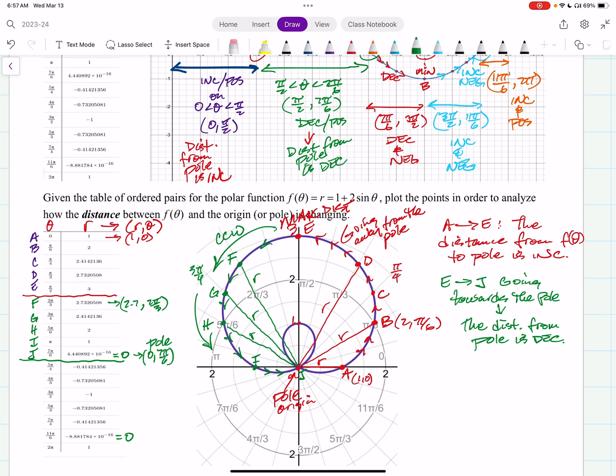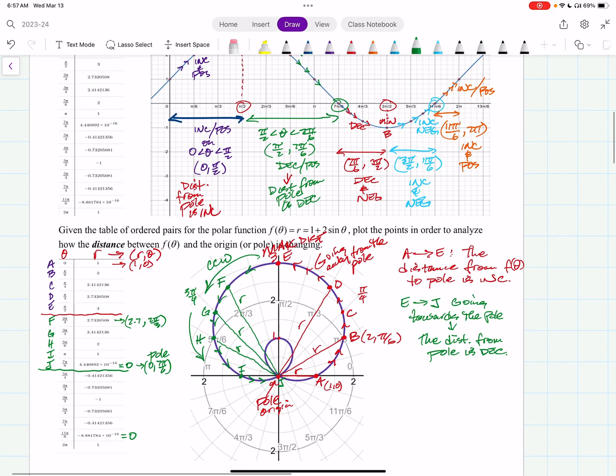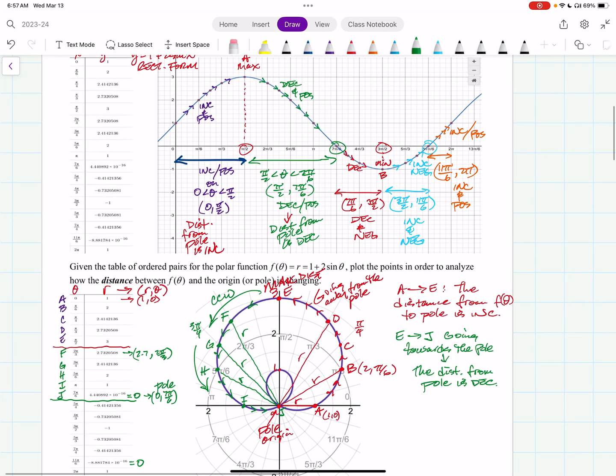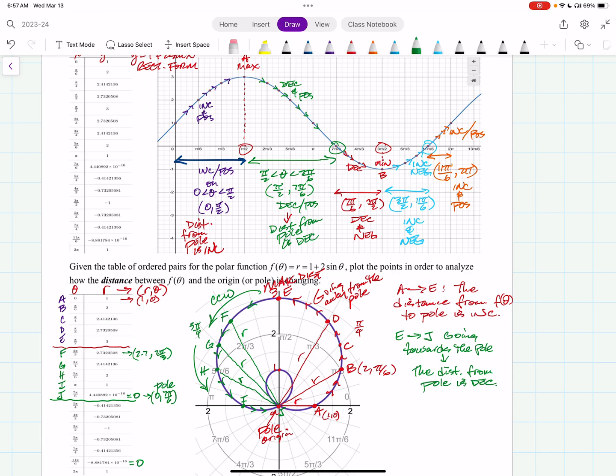Is there a connection between the fact that the function's values decrease in positive with the distance? Or in the first interval, it's increasing in positive. Is there a connection between the distances increasing? Is there a connection there? I keep on saying that because there is a connection and we've got to figure it out.